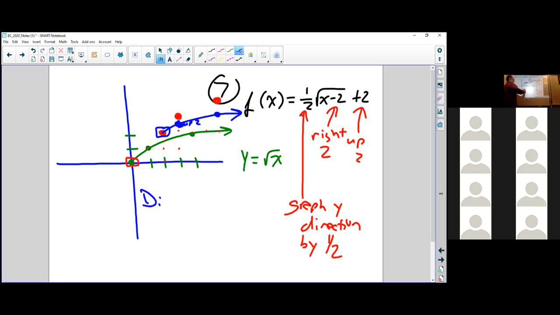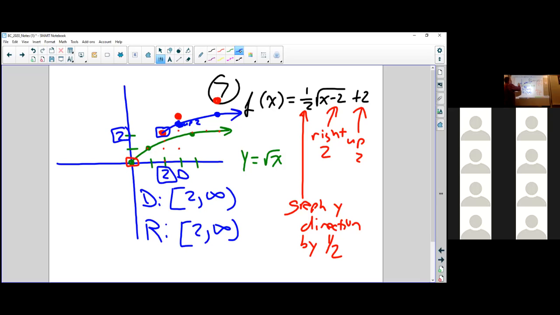So my domain starts at 2 and goes to infinity to the right. My range goes from positive 2 to infinity as well. So we go with this 2 and this 2. This is the domain 2. This is the range 2 that we're dealing with. So that's what our graph does. Does that help you? Yes. What else would you like to see, my friends, from the homework?